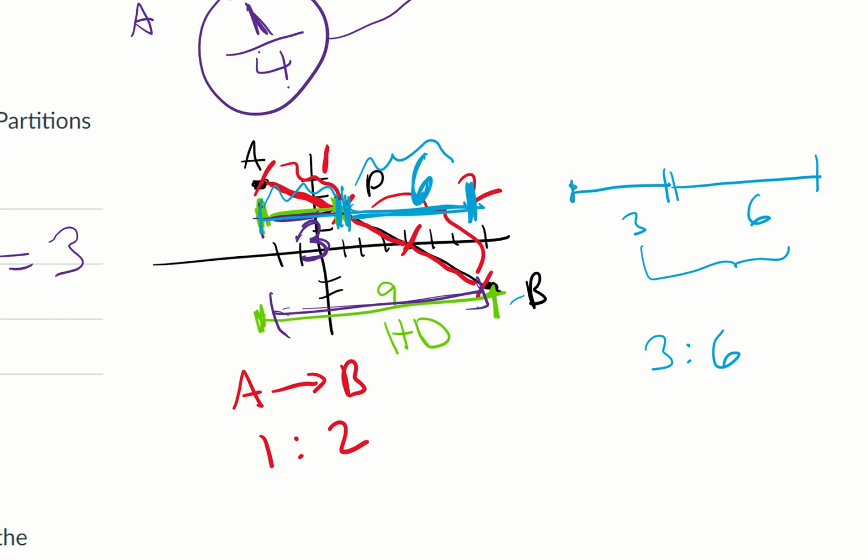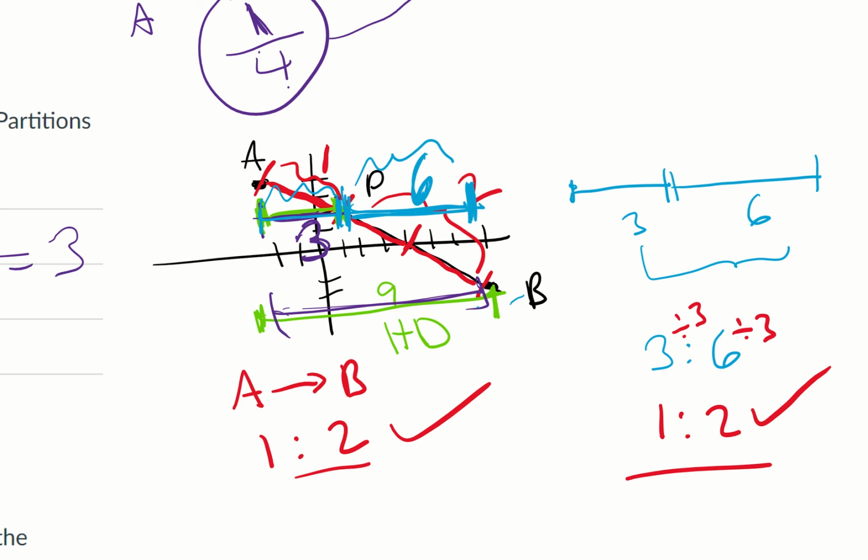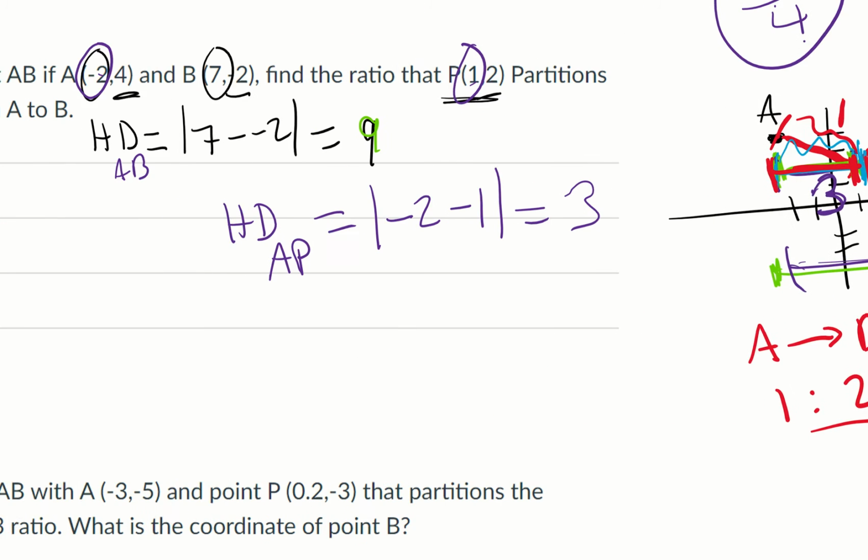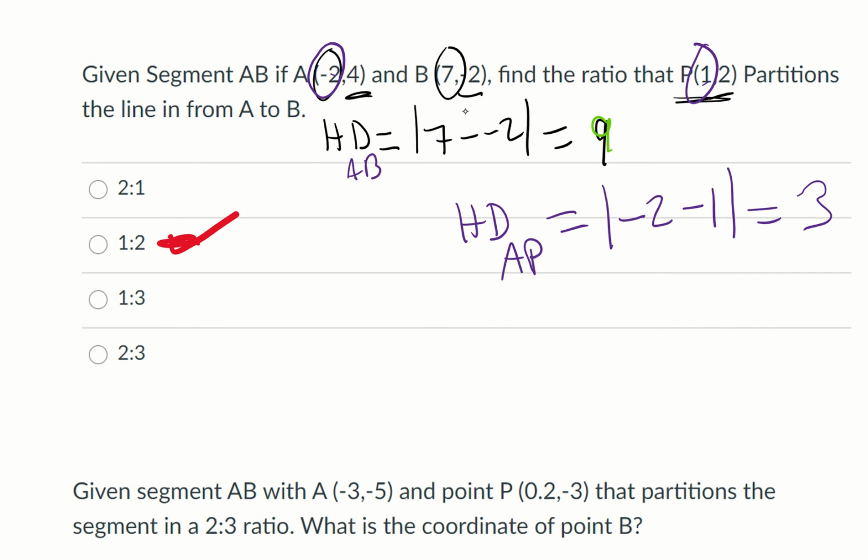So a 3 to 6 ratio, if we divide that by 3, actually reduces to a 1 to 2 ratio. So this actually checks out with what we have here. Be very careful when you're dealing with ratios. Here we're dealing with A to P and then from P to B. That distance is a 3 to 6 ratio, or a 1 to 2 ratio. All right, so it does work out that it's a 1 to 2 ratio. So the final answer is B.